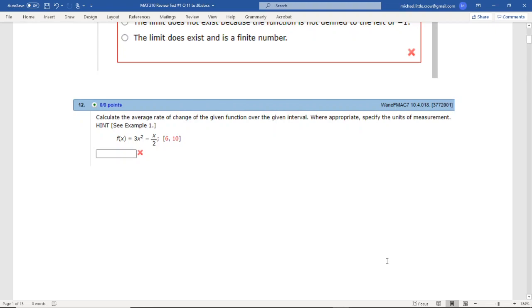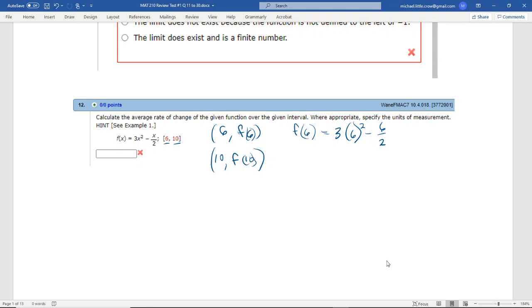12. Calculate the average rate of change of the given function. So we've got 2 points, a 6 and a 10. Those are x values. So I've got a point at 6 comma something and 10 comma something. And that something is the function value at 6 here, and this is the function value at 10 here. So we need to plug into this function here. We need to find what is f of 6. Well, f of 6 is 3 times 6 squared minus 6 over 2.